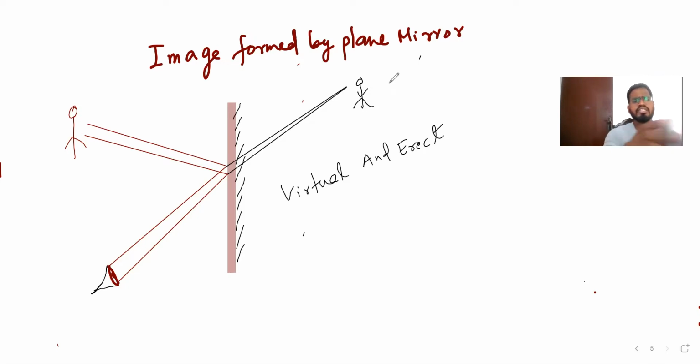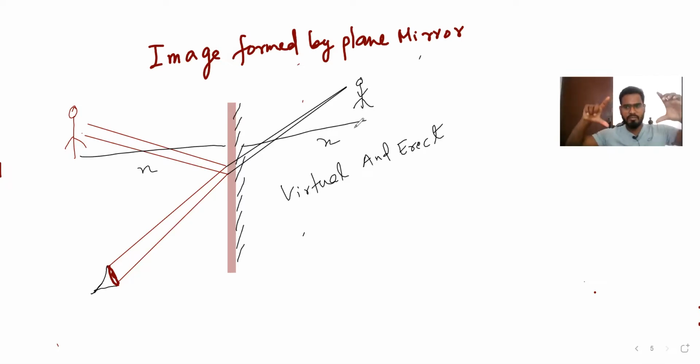So here the distance, suppose this distance is going to be x, then this is also x. The distance is going to be the same, and the height of the image is also going to be the same. The image is going to be virtual as well as erect for a plane mirror. Anyway, that we are not going to discuss. This image we will not get on a screen, right, will not get on a screen.